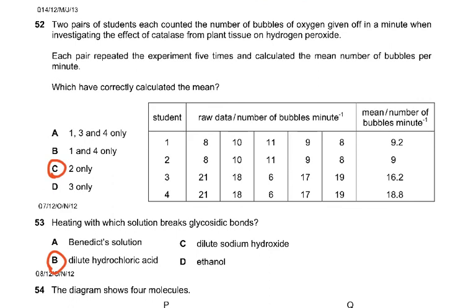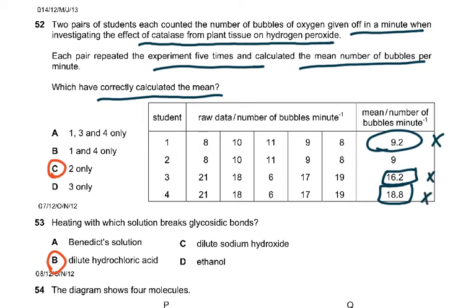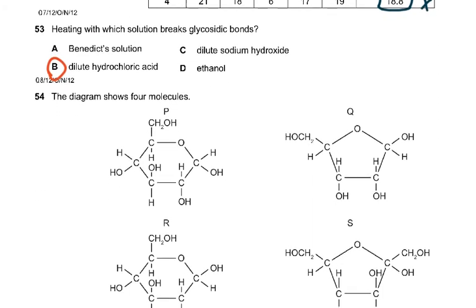Then two pairs of students each counted the number of bubbles of oxygen given off in a minute when investigating the effect of catalase on plant tissue on hydrogen peroxide. Each pair repeated the experiment 5 times and calculated the mean, which was correctly calculated. But of course, bubbles cannot be in fractions, so the fractions were all wrong. You can't have 0.2 bubbles or 0.1 bubble or 0.8 bubbles. That was not possible. So the only answer was 2, and that was just a little catch in the question, which somebody had to figure out, that the fraction was wrong. You can't count the bubbles in fractions.